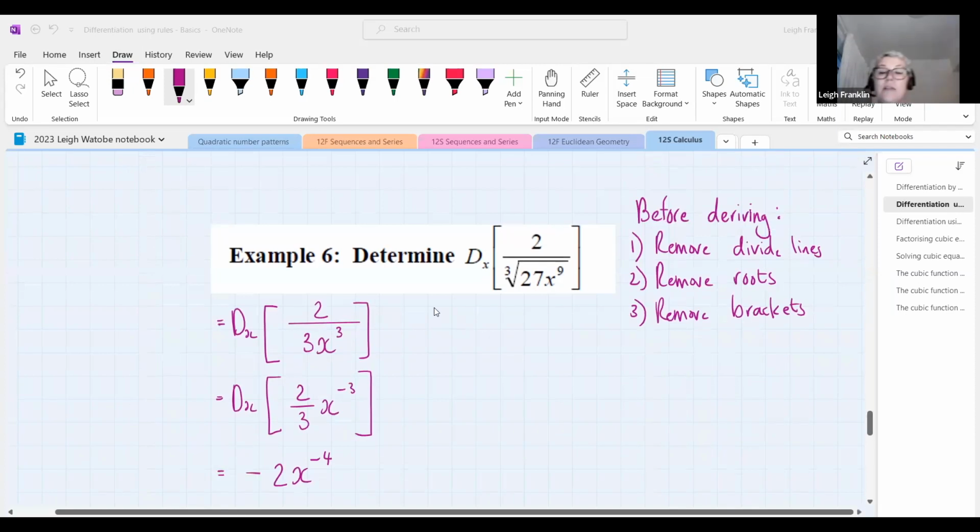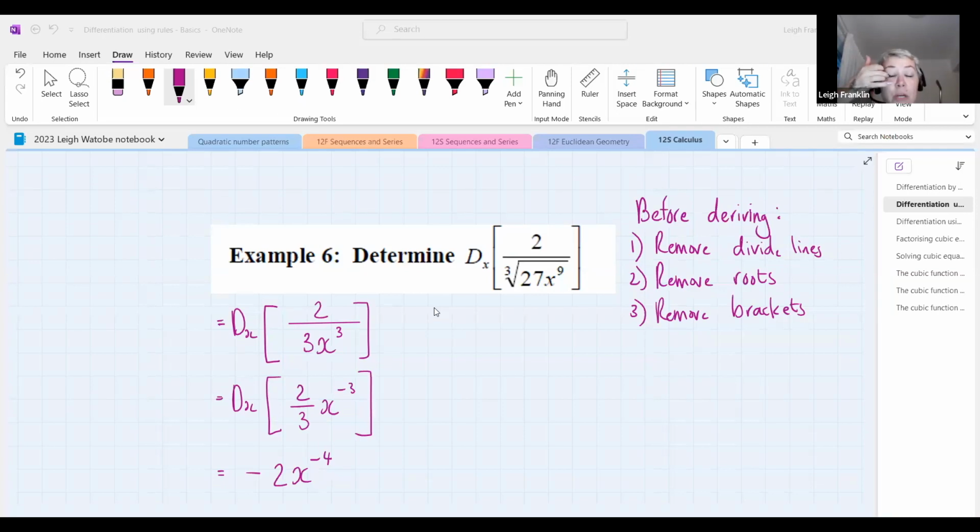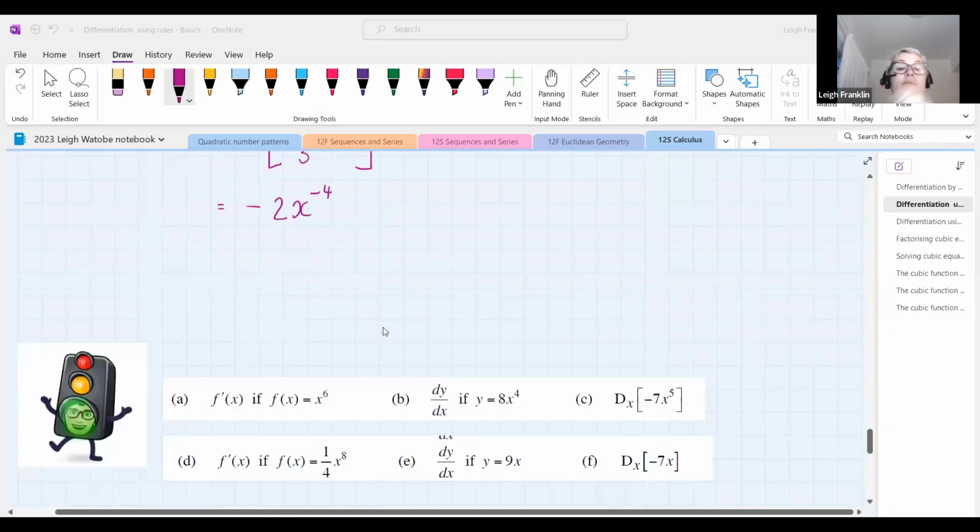Okay, so everybody, we are removing divide lines, roots, and brackets before deriving. And we do not write that we have derived if we haven't actually applied the power rule. So we need to be careful of this. Otherwise, we're going to suffer penalties in our tests and exams.